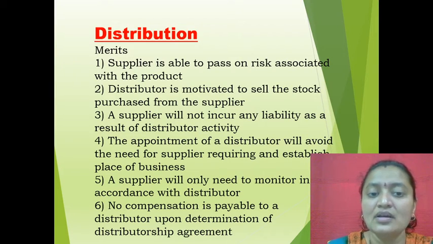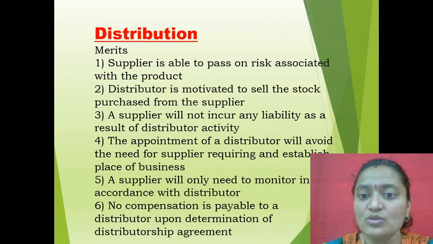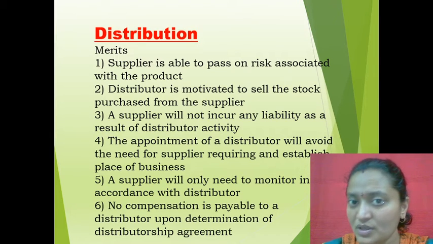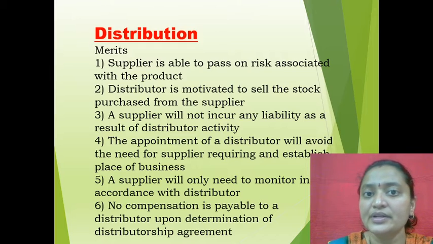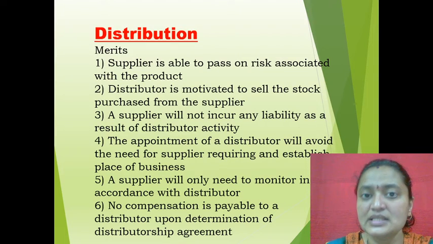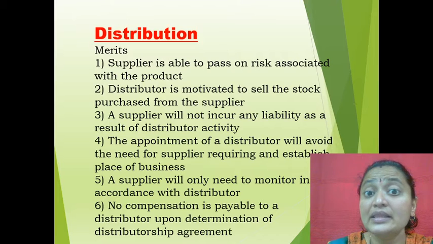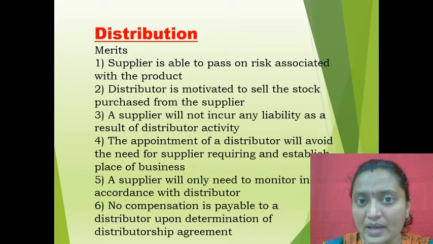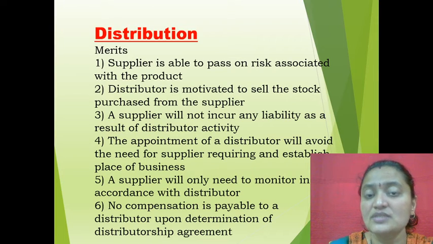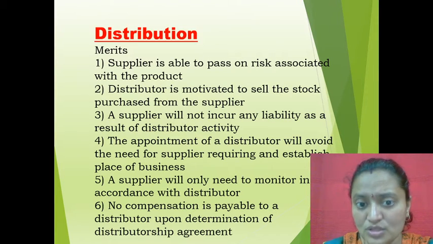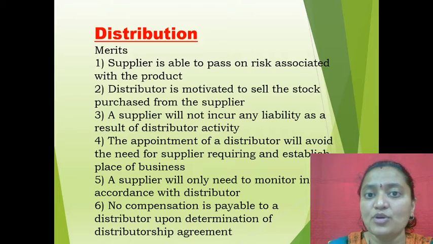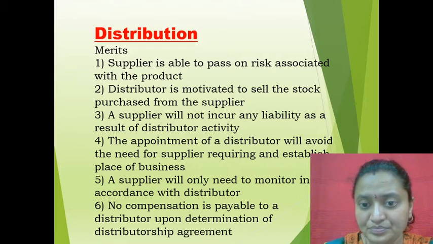Then the next one: distributor is motivated to sell the stock purchased from the supplier. Here the distributors are there. As I've told you, certain distributors will be appointed and they are motivated to sell the stock purchased from the supplier. When they are distributing the goods, we have taken the example of books, they are motivated to sell that particular stock.